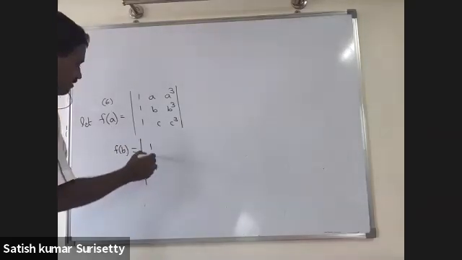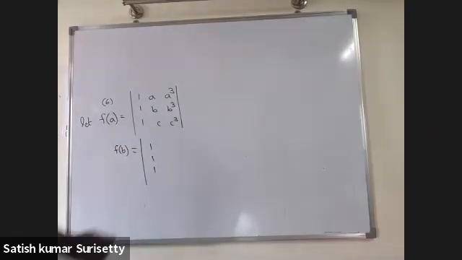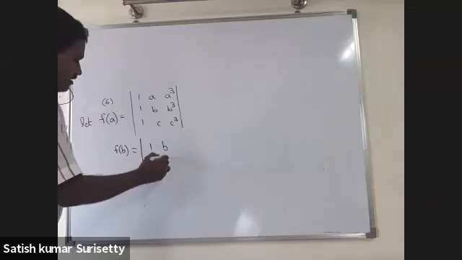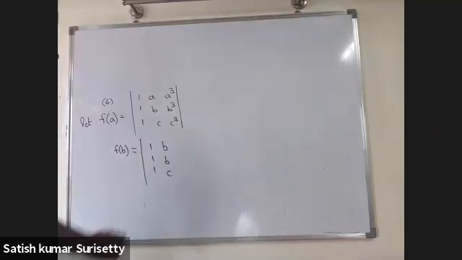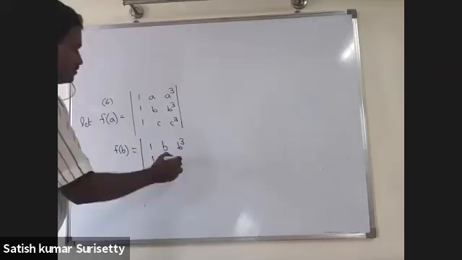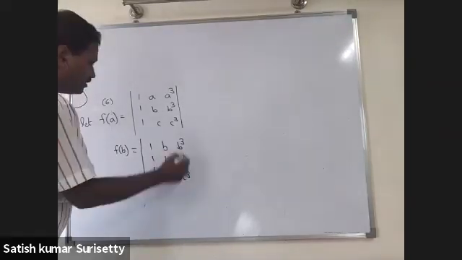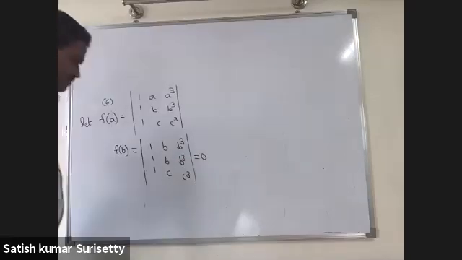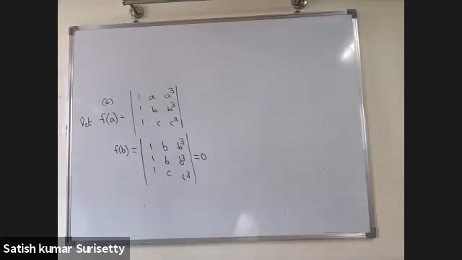So the first column will be 1, 1, 1. Second column will be what? b, b, c. Third column, b cube, b cube, c cube. Is it 0? Yes, because two rows are identical. Now, by factor theorem, what can you conclude?